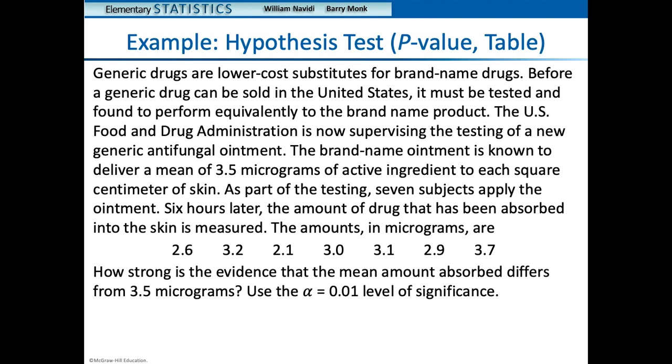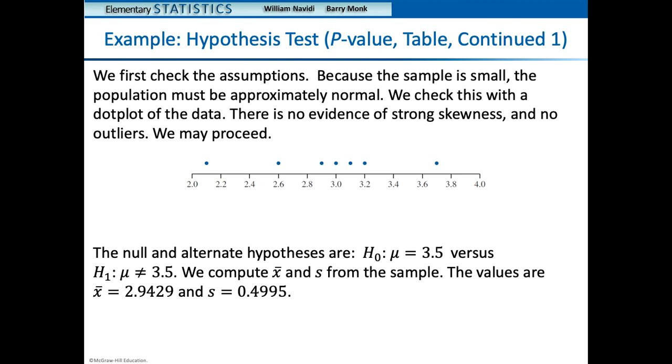Notice because the word there is differs, that tells us that we will be setting this up as a two-tailed test when we establish our hypotheses. But before we establish the hypotheses, it's a good idea to check our assumptions. The sample is a simple random sample, but it's a small sample, a sample size of 7.